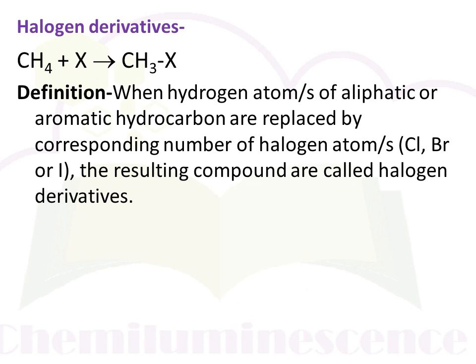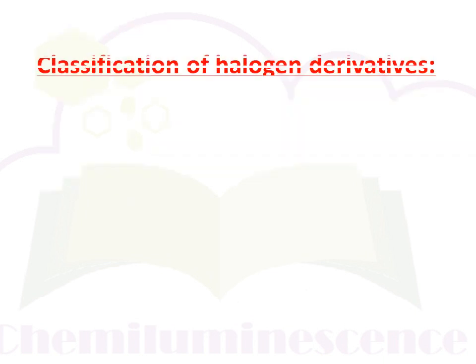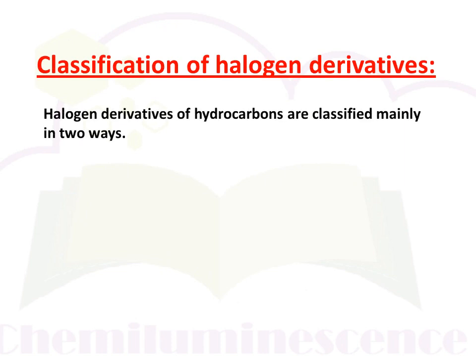If the hydrogen atom of these aliphatic or aromatic compounds is replaced by a halogen atom, the resultant compound is called a halogen derivative. Next we will see the classification of halogen derivatives. Halogen derivatives are classified in two ways.